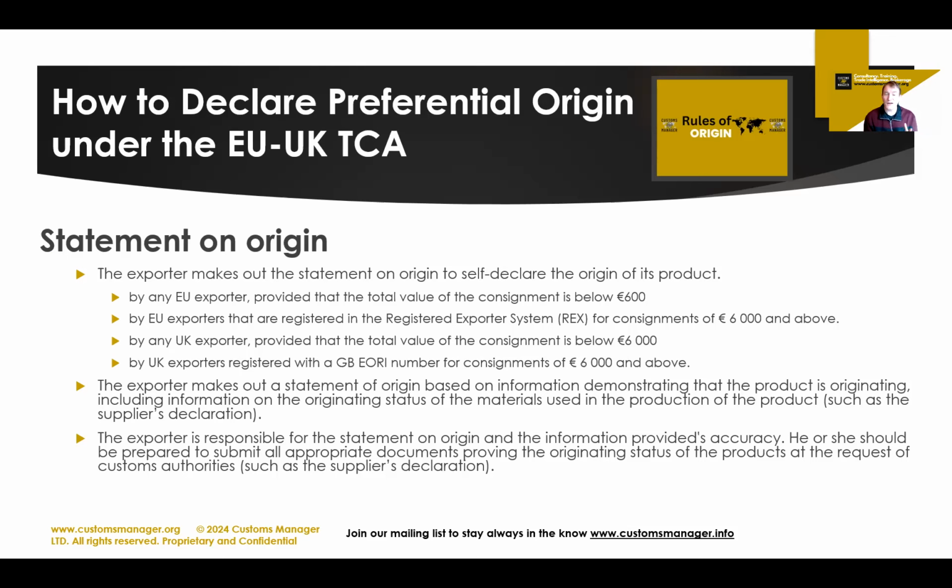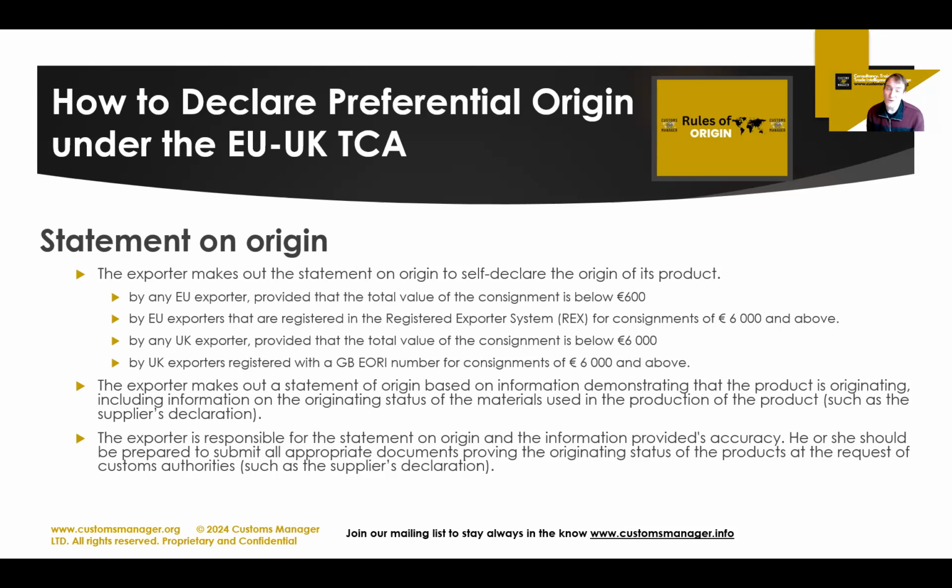So the exporter makes out a statement of origin based on information demonstrating that the product is originating, including information on the originating status of the material used in the production of the product. And that could be such as a supplier declaration. On customsmanager.info, there is a guide on supplier declarations. So if you need to know how to make them out, what's the difference between a one-off supplier declaration and a long-term supplier declaration, how to work with suppliers to get that, please go to customsmanager.info, where you will find extensive guidance on how to do that.